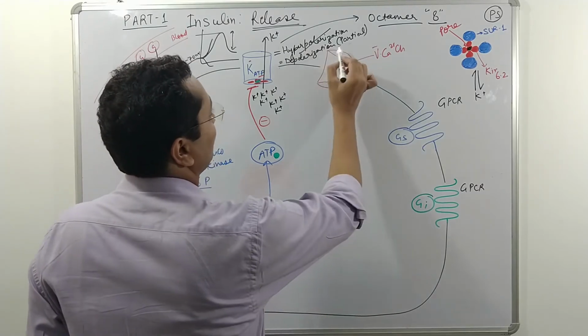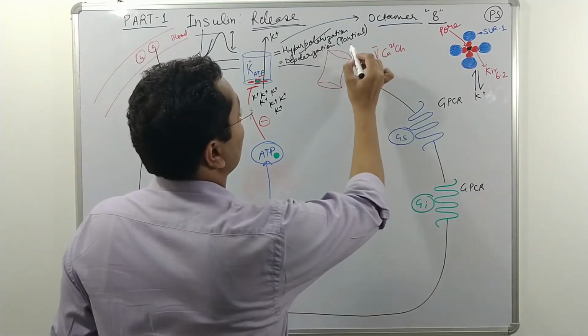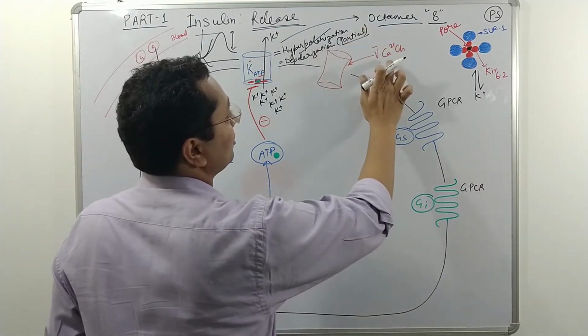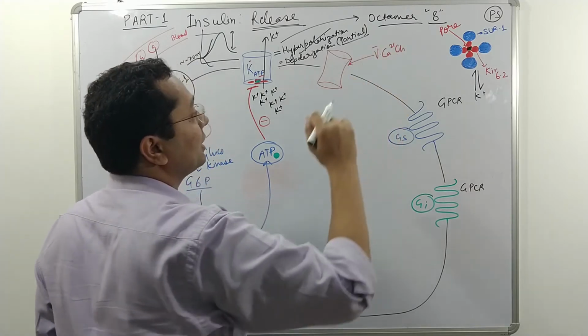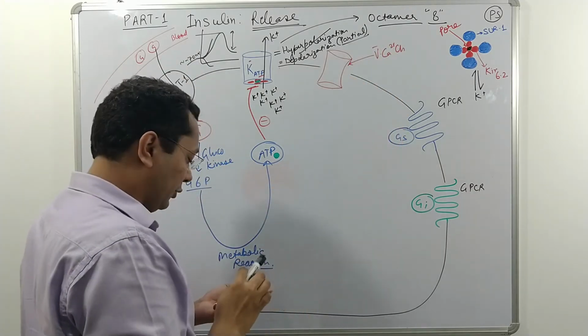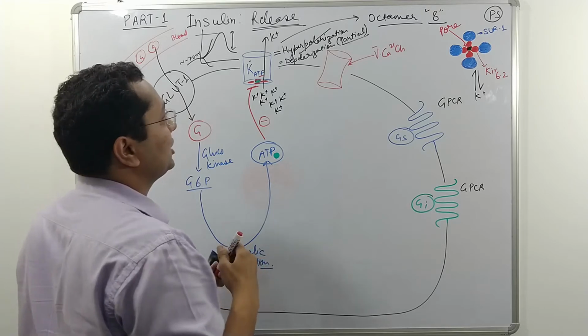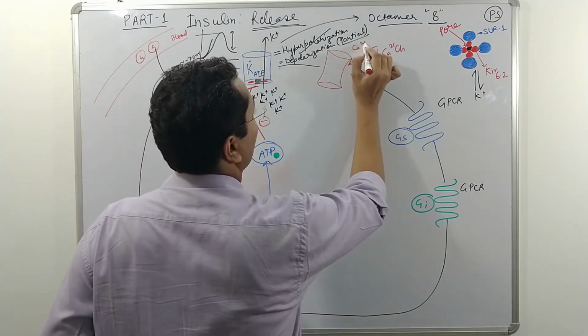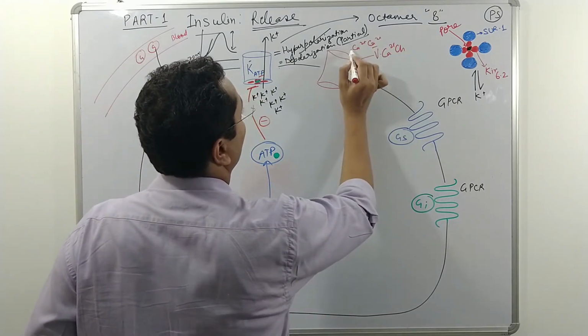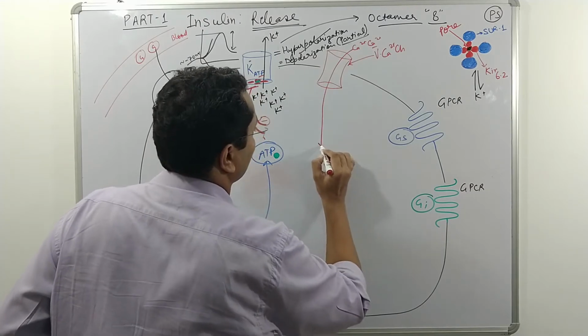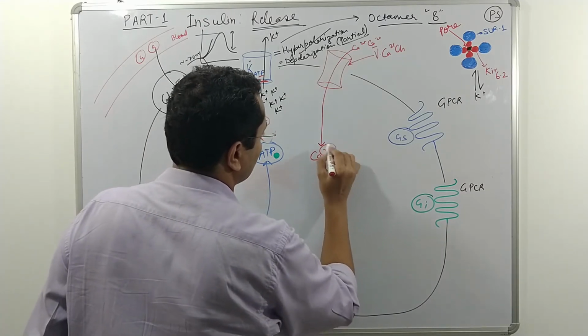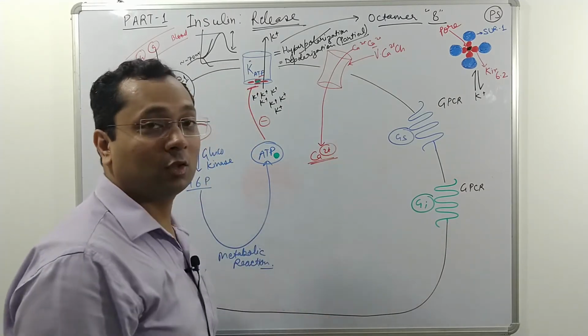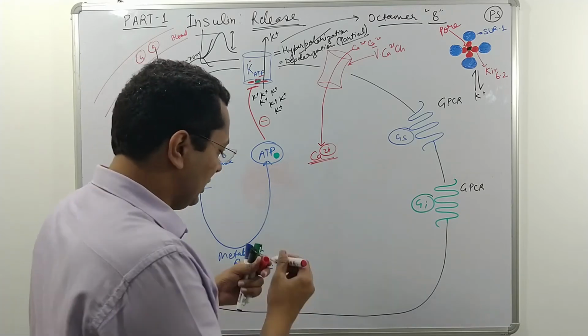Now what will happen, since there is partial depolarization, this voltage sensitive calcium channel will open, and calcium, that is an extracellular ion, will start to flow inside the cell. This calcium will start to flow inside the cell, correct?